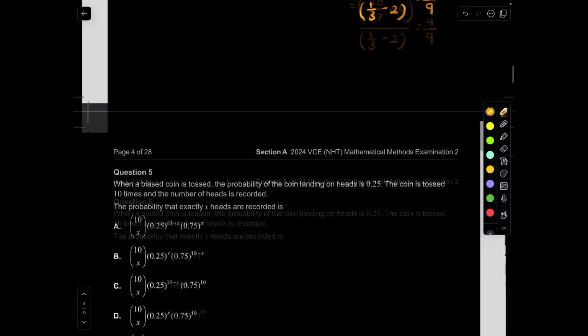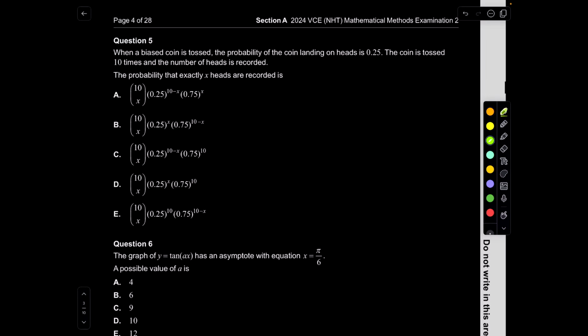Beautiful. Next question. Question 5 says when a biased coin is tossed, the probability of the coin landing on a head is this. The coin is tossed 10 times and the number of heads is recorded. The probability that exactly X heads are recorded is what? What a beautiful, easy question. So we know this is a binomial distribution. So let's write it down.